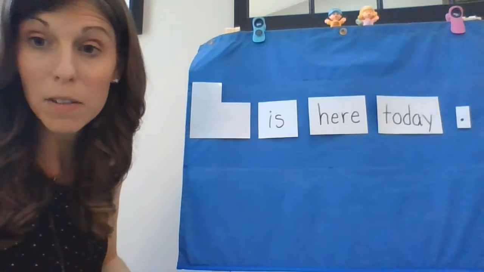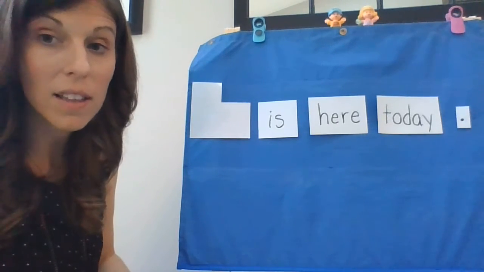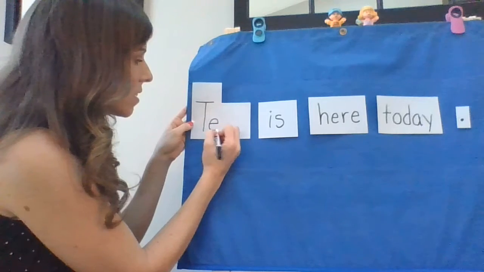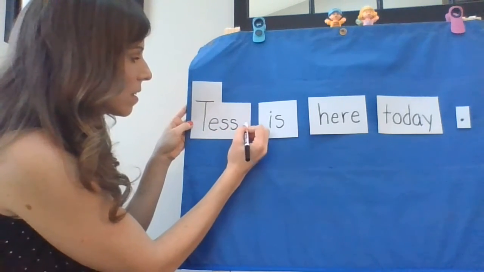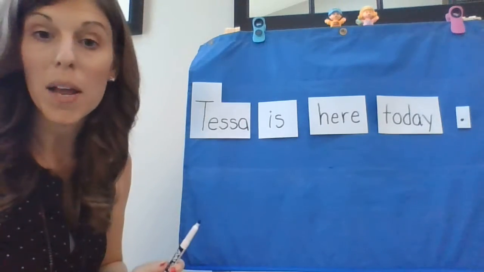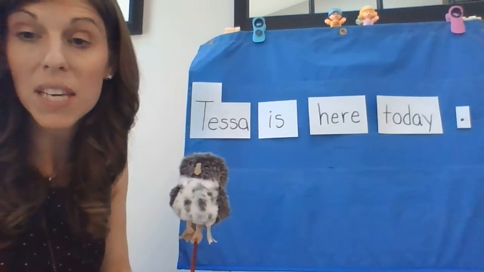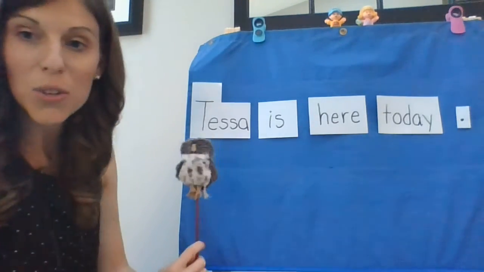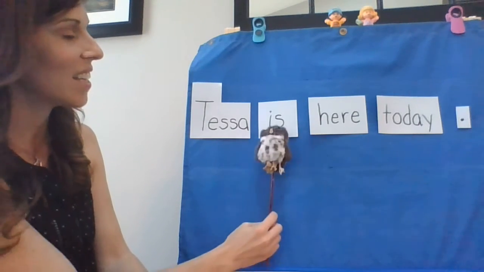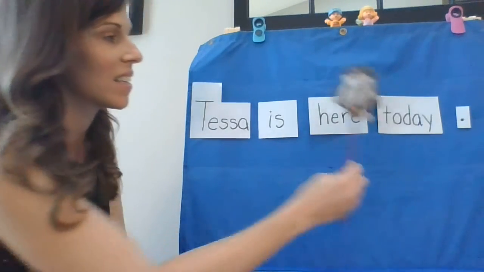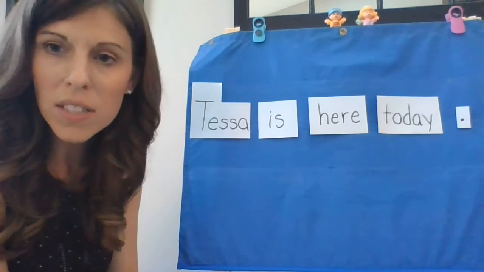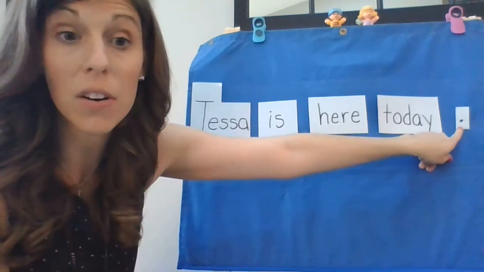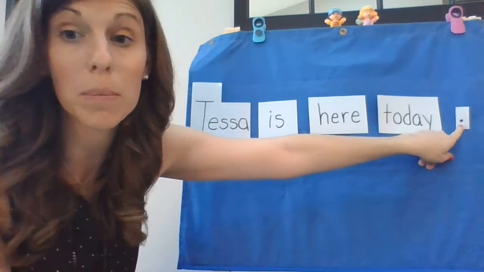So I know at the beginning of my sentence, I need to start with what kind of letter? You got it. A capital letter. Capital T for Tessa's name. All right, Baby Echo is going to read first, and then you can be his echo. Tessa is here today. Your turn. Tessa is here today. Remind me, what do we have at the end of our sentence so that we know that our sentence has finished? You're right, today we have a period. Our period tells us that our sentence is complete.